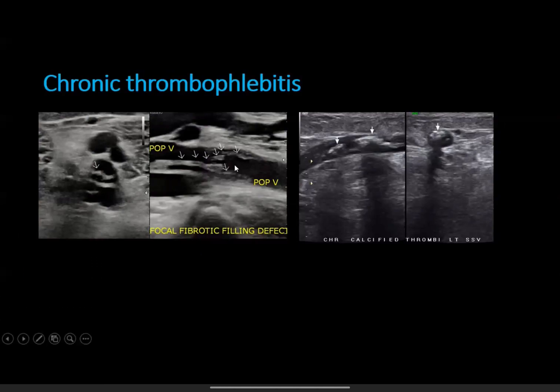Now in chronic cases, in due course of time or after treatment, we see there is clot retraction and the luminal flow is established, but there is irregular retraction, and we can see irregular web-like areas attached to the wall and within the lumen, with irregular wall thickening and a patent lumen, suggestive of focal fibrotic thrombi. And sometimes we can even see calcifications within the chronic thrombi, as we can see in this case.